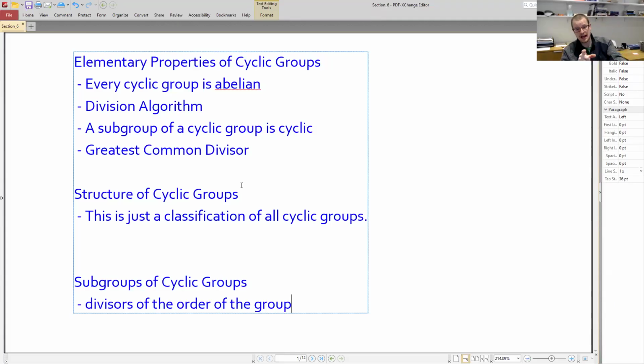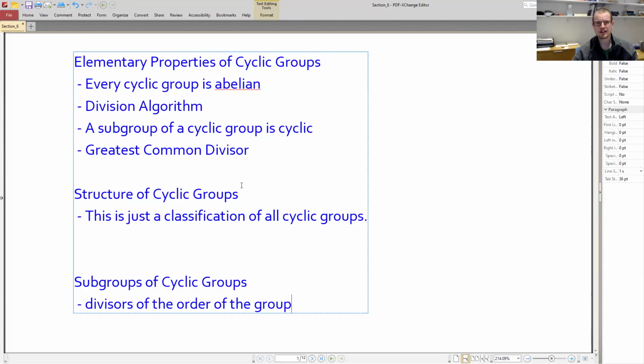Now, that idea is not necessarily true for groups that are not cyclic. If it's not cyclic, I don't think that you're guaranteed to have a subgroup of any particular order, and you might have multiple of that order. So that's a little bit interesting.